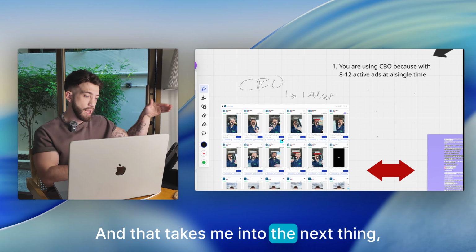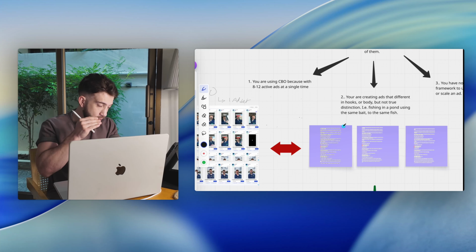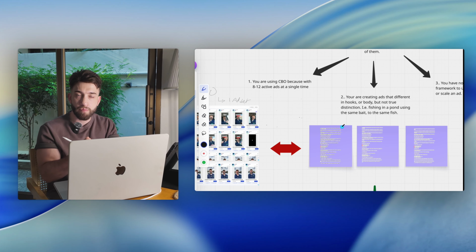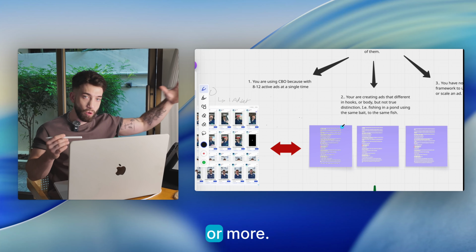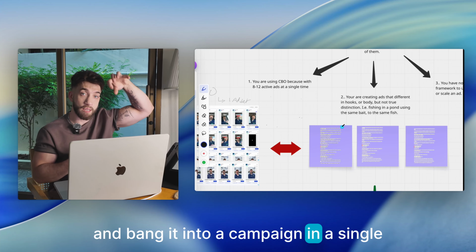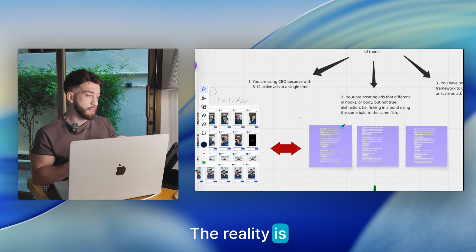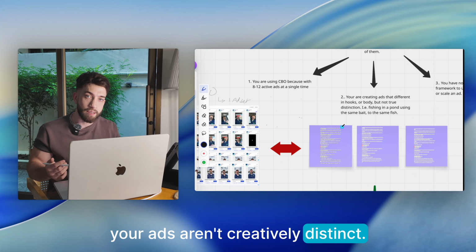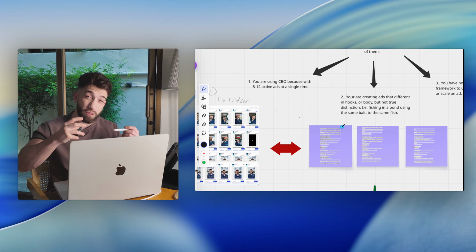And that takes me into the next thing, which is you are creating ads with different hooks, different body, but not true distinction. With Andromeda, it is really causing a bit of chaos for a lot of people, because what they're doing now is creating 8 to 12 more. They're just creating loads of volume that looks similar and banging it into a campaign in a singular ad set and going, yeah, I'm creating Andromeda-friendly ads. The reality is your ads aren't creatively distinct. You're probably just doing a talking head with a different angle at a really top level.